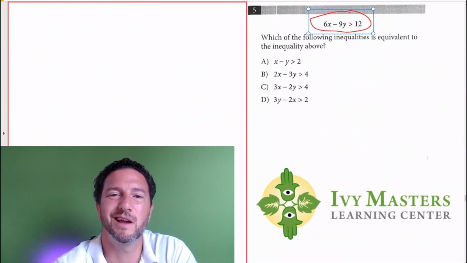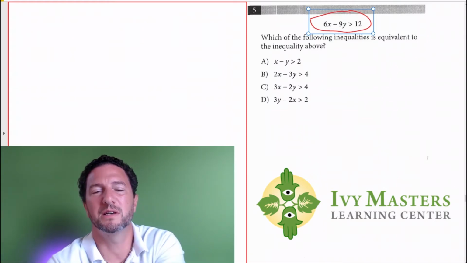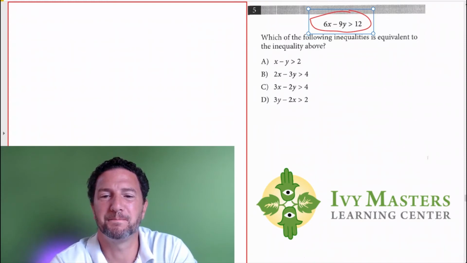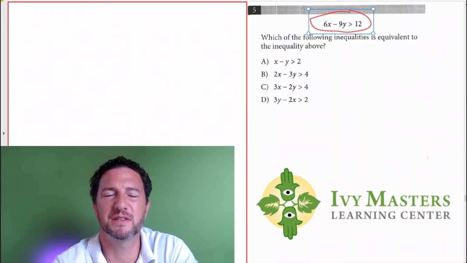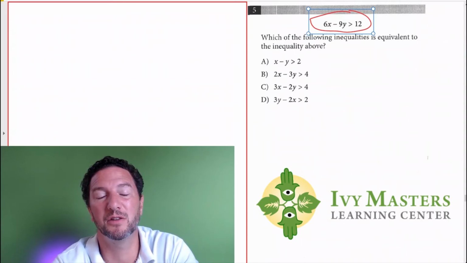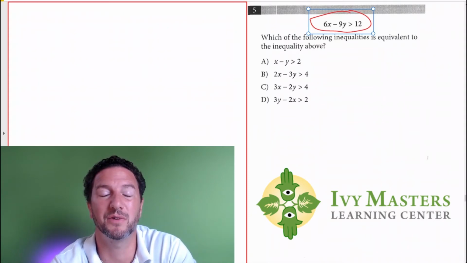How do you recognize standard form? X comes first, Y comes second. You have a number isolated, and they're all whole numbers. So what do you do when you're in standard form? To convert it to slope-intercept form, where the y is isolated, in the form y equals mx plus b, what most students would do is they'd subtract 6x from both sides and then divide both sides by -9.